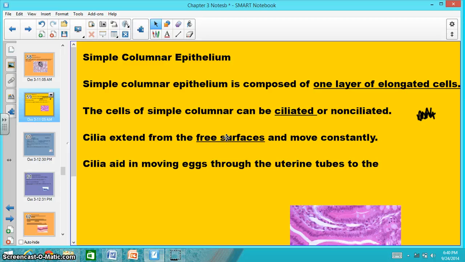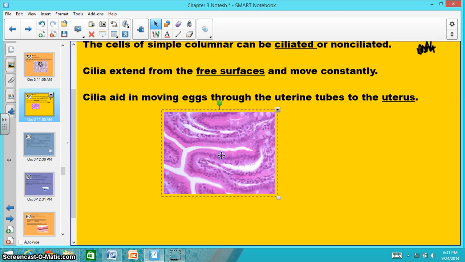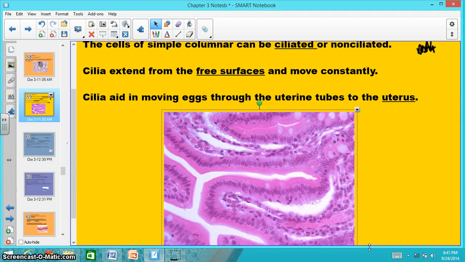They're constantly moving. A lot of times, especially inside your body, there's going to be different kinds of fluids depending on their location. One instance of ciliated columnar epithelium is found in the uterine tubes. Okay, that's the tubes that connect the ovaries to the uterus. That's the tube that the eggs are going to travel down. So these cilia basically help move the eggs down to the uterus. Okay, and that uterine tube is where fertilization of the eggs would take place.